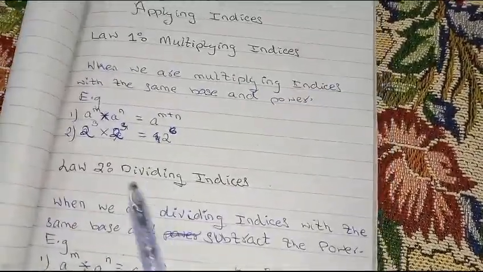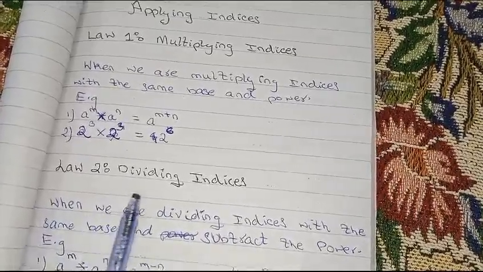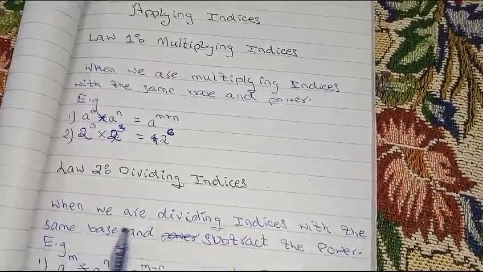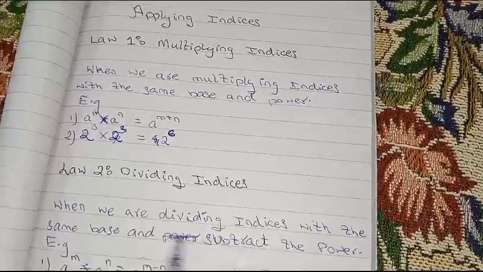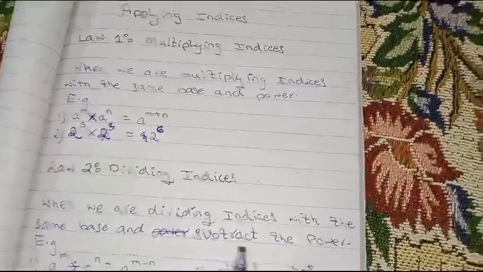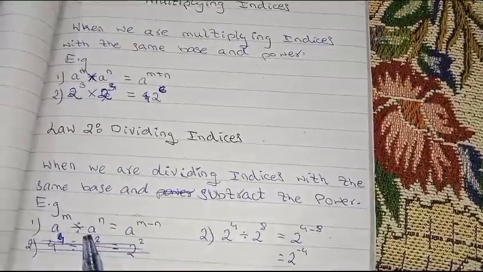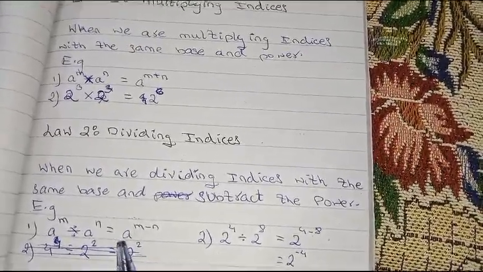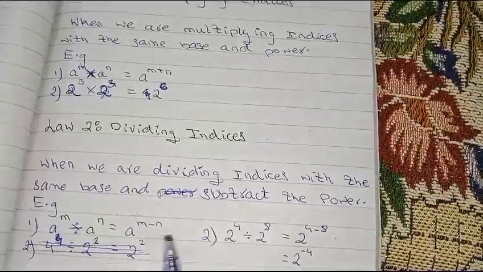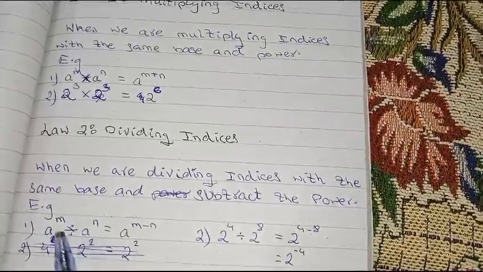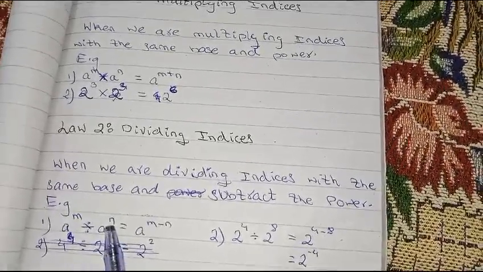So let's move on. Law 2 says dividing indices. When we are dividing indices with the same base, the powers will be subtracted, like a^m divided by a^n equals a^(m-n). When bases are the same, the powers will be subtracted.